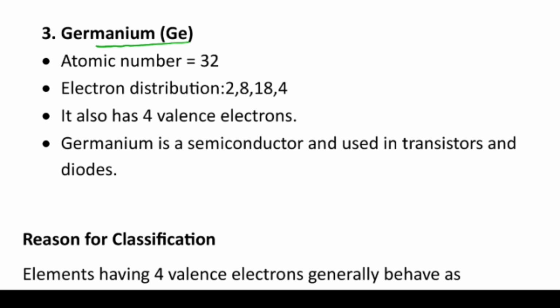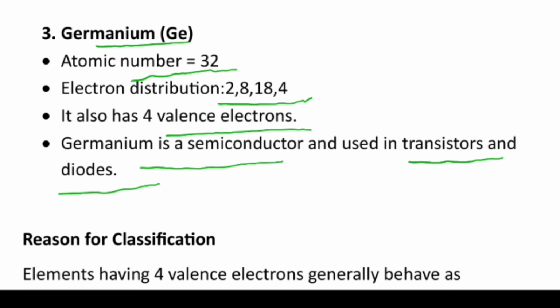Next they have given germanium, Ge. Atomic number is 32. Electron distribution 2, 8, 18 and 4. It also has 4 valence electrons. It also behaves like a semiconductor, which we can use for transistors and diodes.